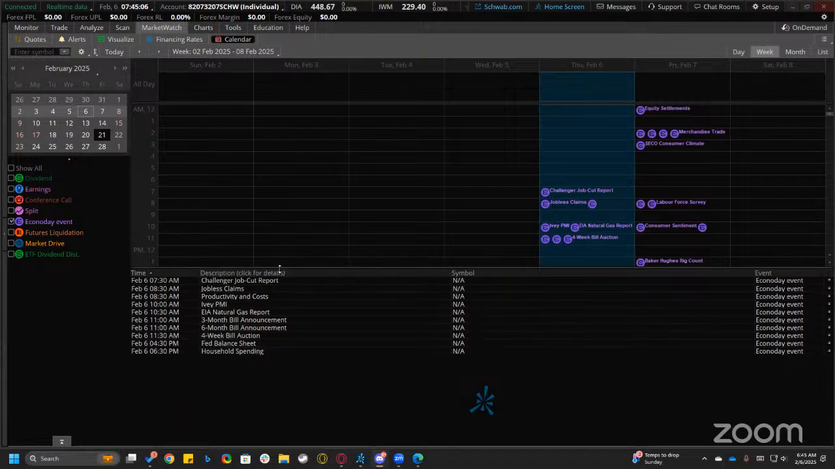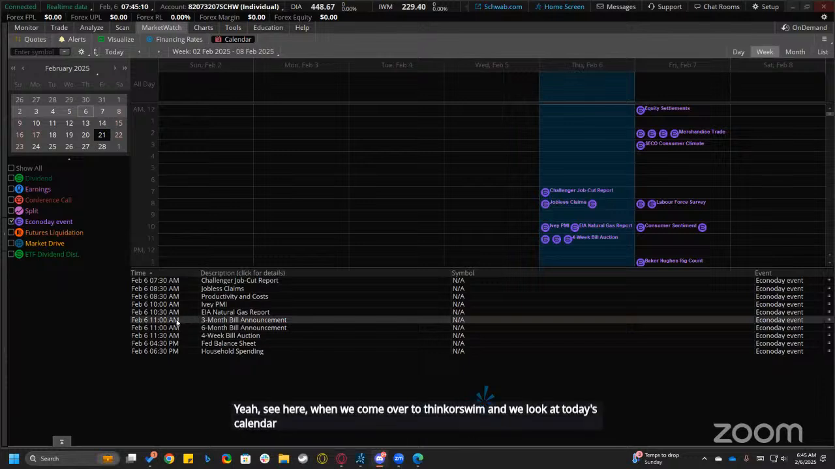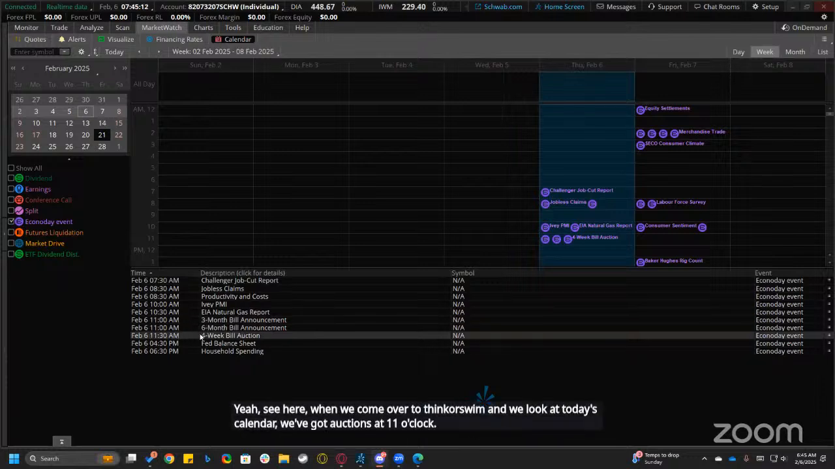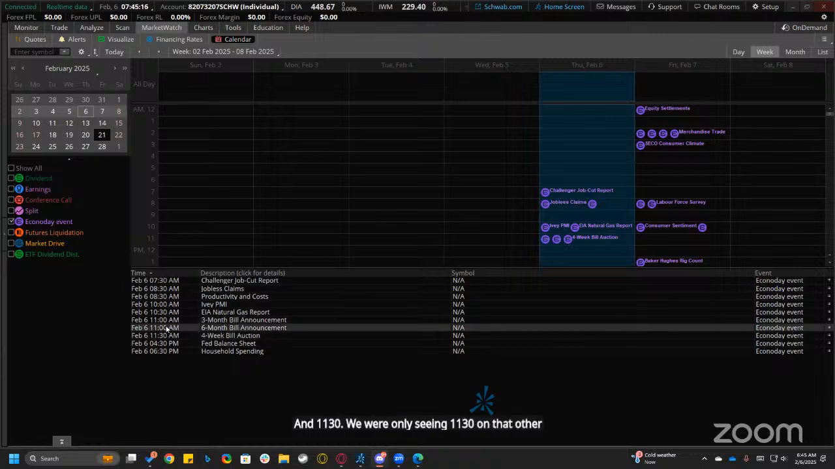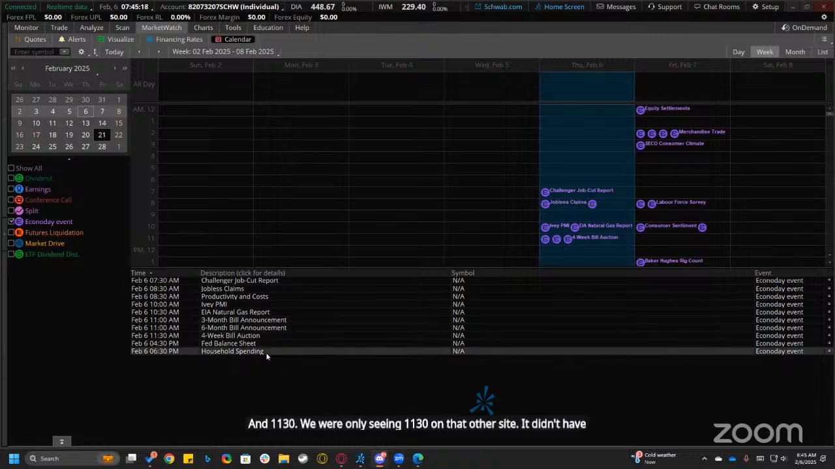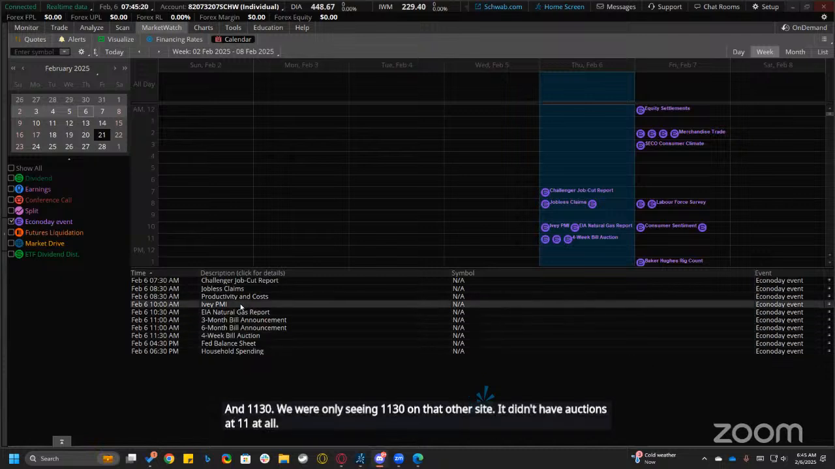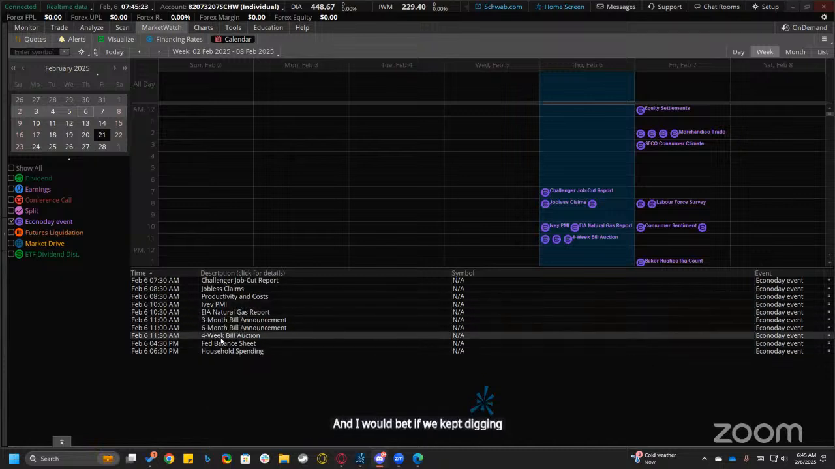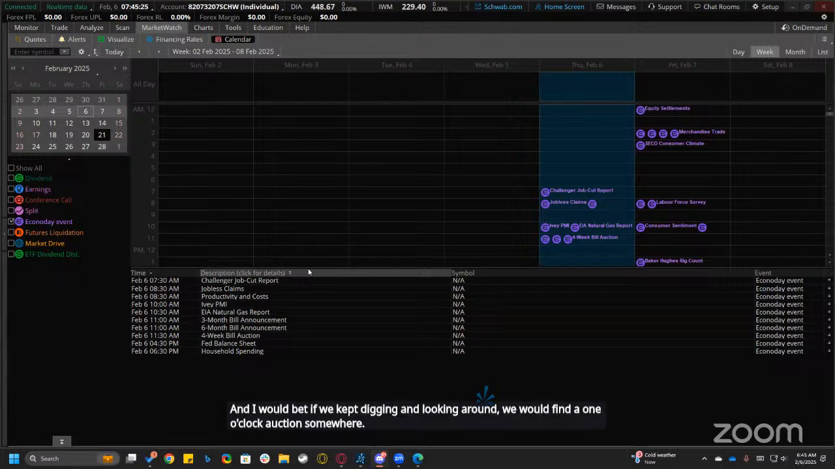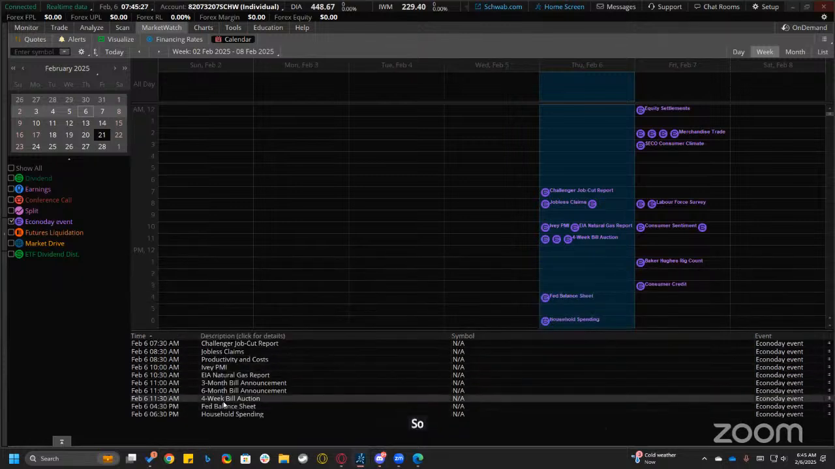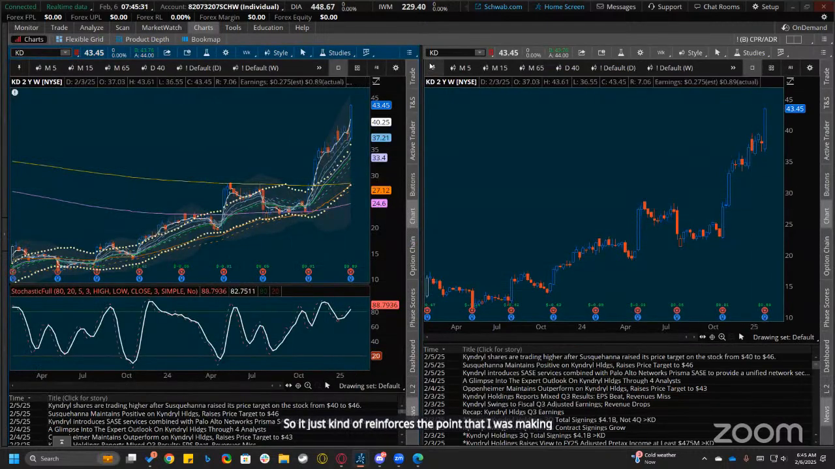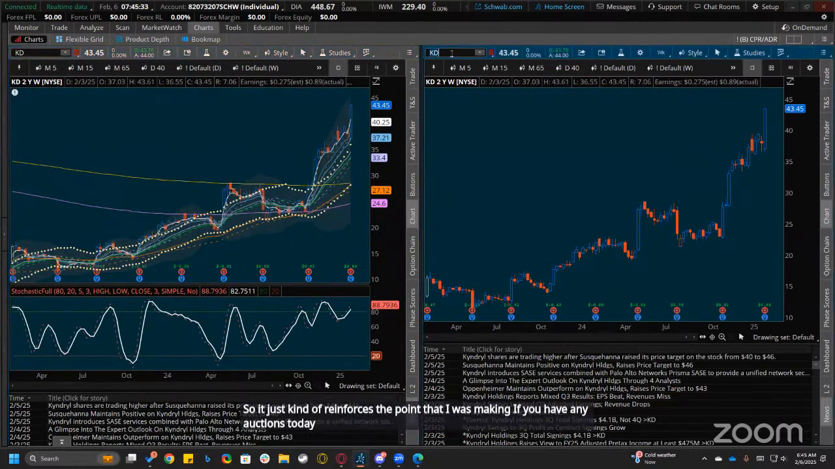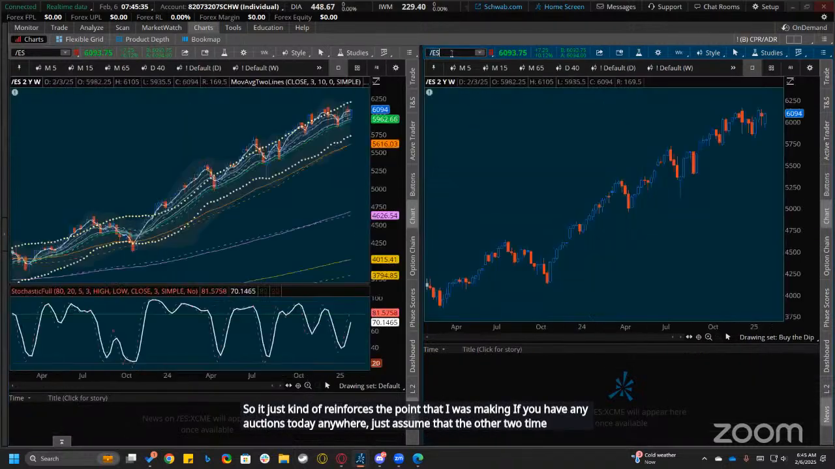Yeah, see here, when we come over to Thinkorswim and we look at today's calendar, we've got auctions at 11 o'clock and 11:30. We were only seeing 11:30 on that other site. It didn't have auctions at 11 at all. And I would bet if we kept digging and looking around, we would find a 1 o'clock auction somewhere. So it just kind of reinforces the point that I was making. If you have any auctions today anywhere, just assume that the other 2 time frames have auctions as well.